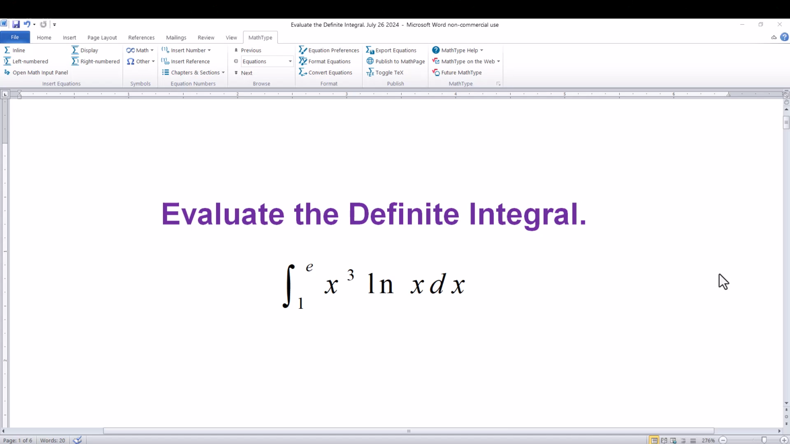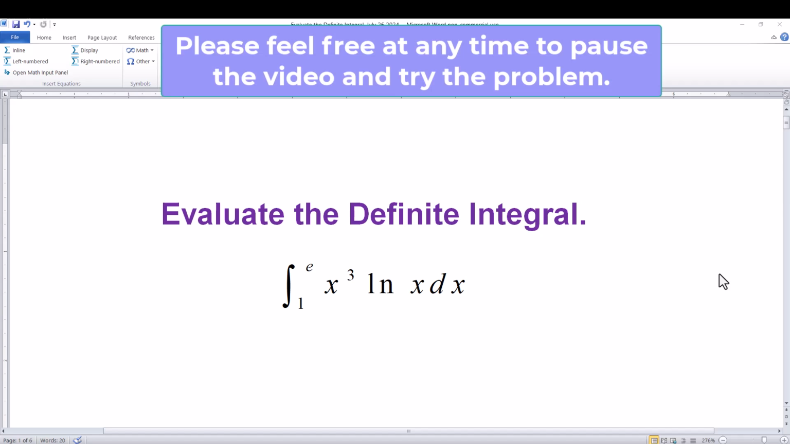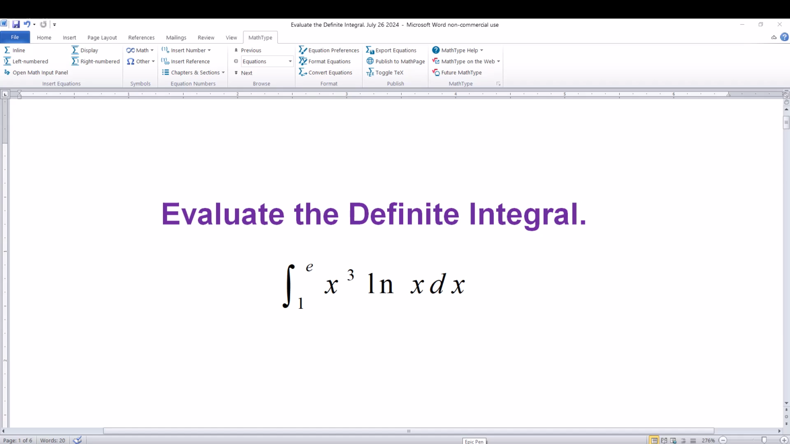In this video, we're going to evaluate the definite integral from 1 to e of x to the third multiplied by the natural log of x. And most of the time when you have the natural log function multiplied by a power of x, it's going to be a standard u-substitution. The majority of the time, probably integration by parts. And on this one, I use integration by parts.